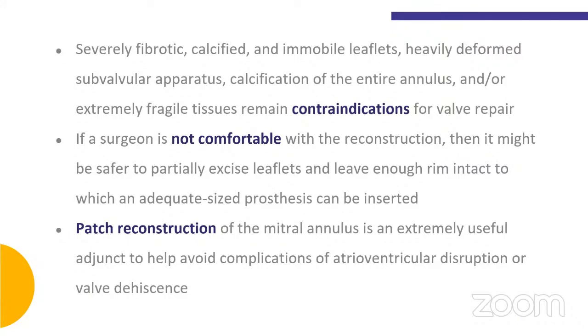If the surgeon is not comfortable with the reconstruction, then it might be safer to partially excise the leaflet and leave enough room intact so that an adequate size prosthesis can be inserted. A patch reconstruction of the mitral annulus is an extremely useful adjunct to help avoid complications of atrioventricular disruption or valve dehiscence.